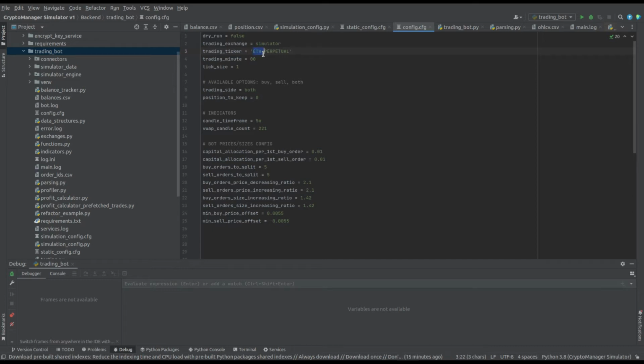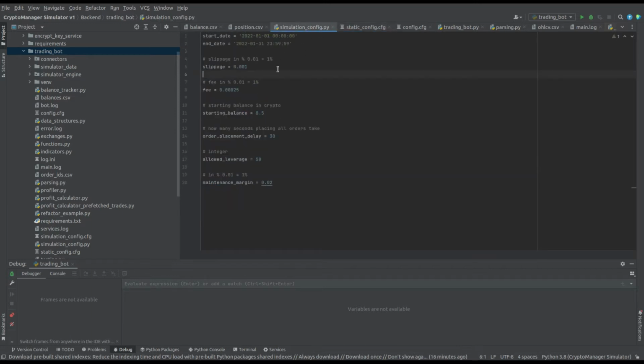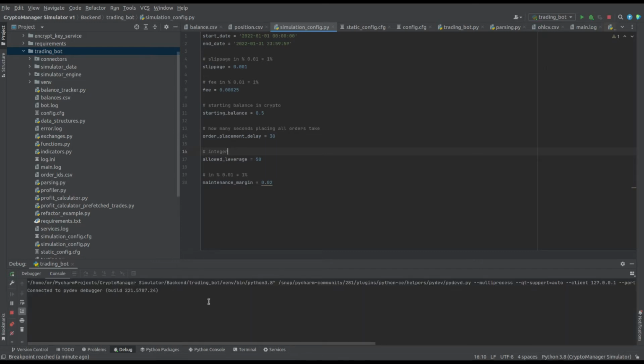We will simulate trading Ethereum perpetual futures on Deribit, but we will change one thing: that Deribit minimum order size will be $100 instead of $10. In reality it is $10, and we will start a simulation on January of this year, and we will end it before February. We will set slippage, the fee of 0.025%, and the starting balance will be half of Ethereum. So we click run on the trading bot and it launches the simulation.